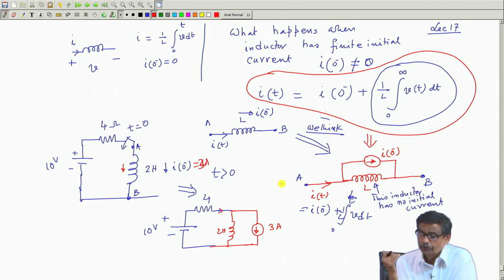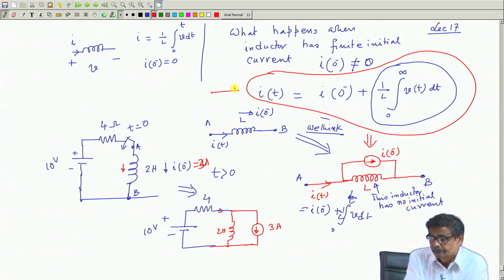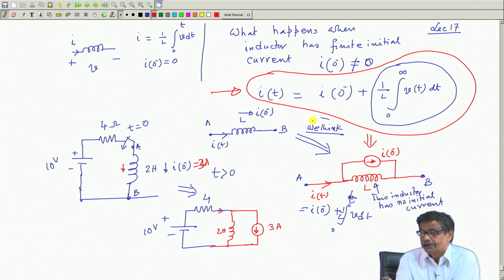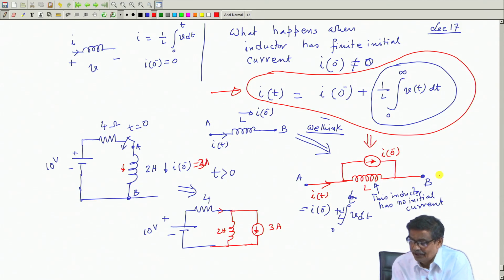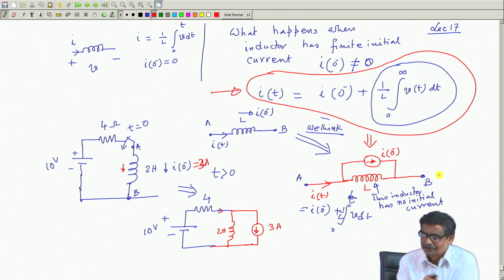What is the way out? The way out is this equation. This equation tells you so many things. I(t) is equal to I0 minus, 1 by this one, in an inductor with initial current which is non-zero. Suppose A B is the terminal of the inductor. Then you can treat it as an inductor, same value L without any initial current, and in parallel there is a current source I0 minus.